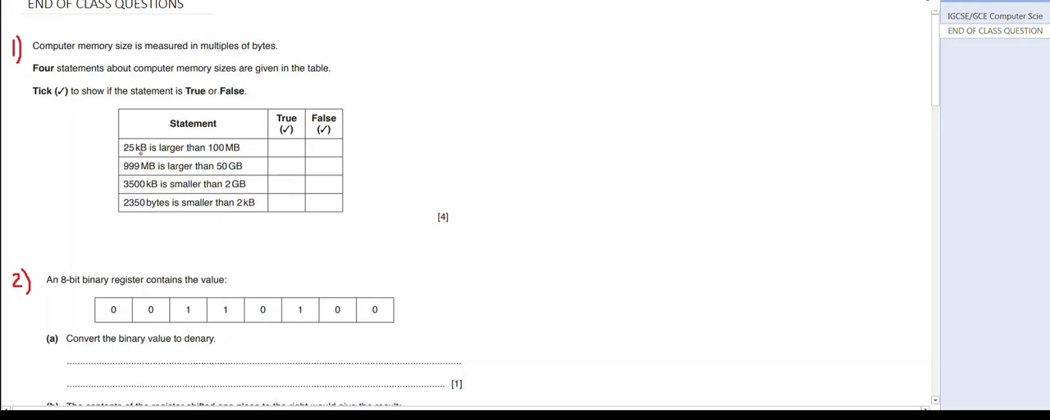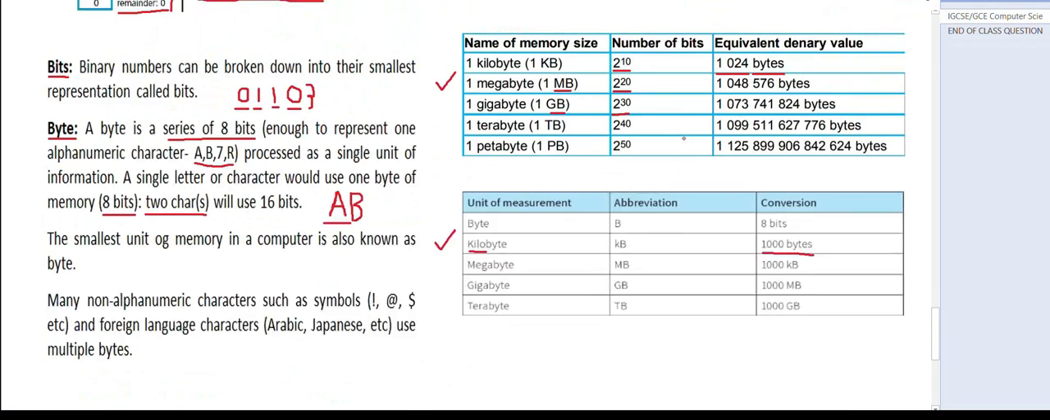25 kilobytes is larger than 100 megabytes. This is false because MB is greater than kilobyte, right? Now, remember, you have to memorize this.